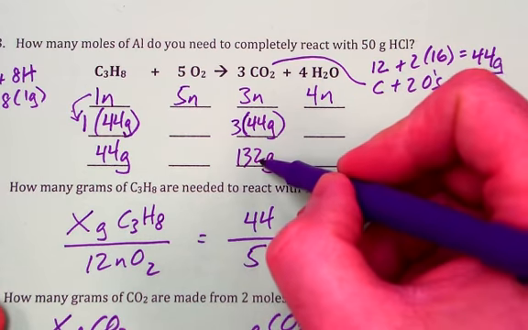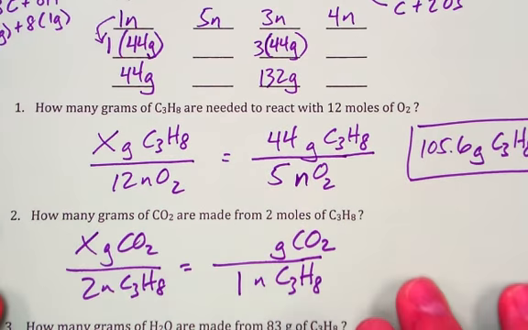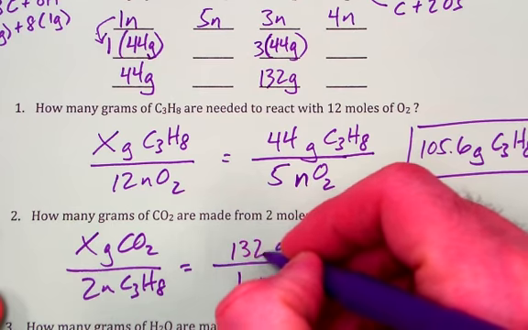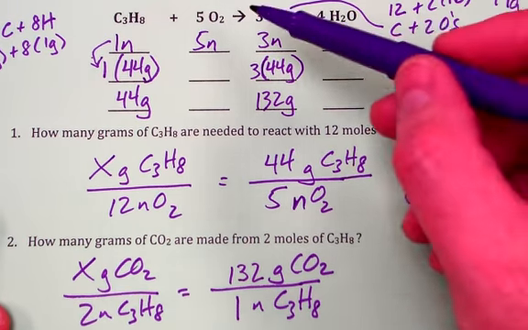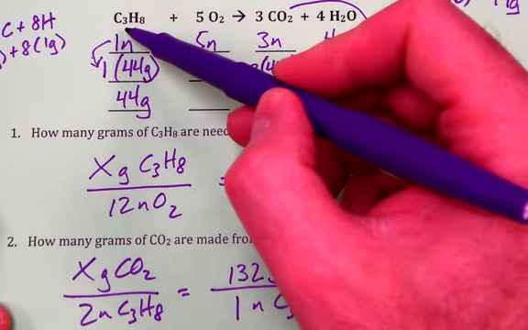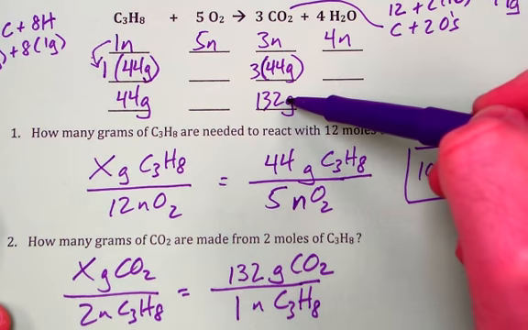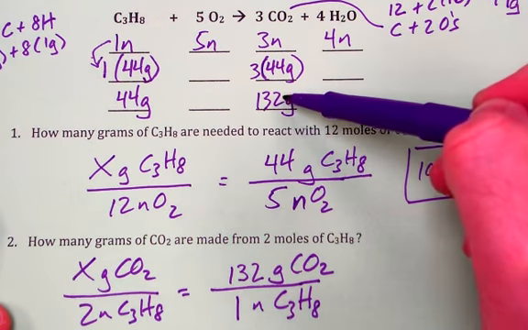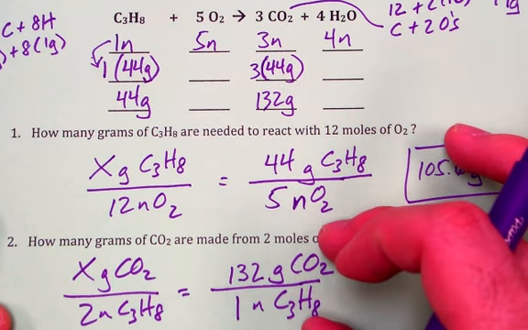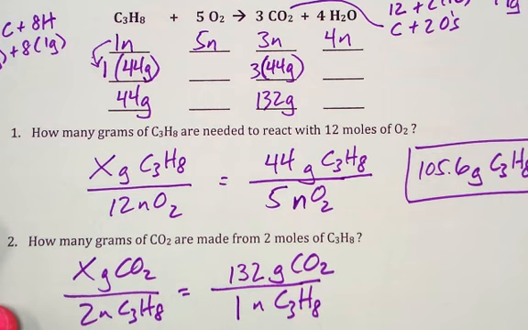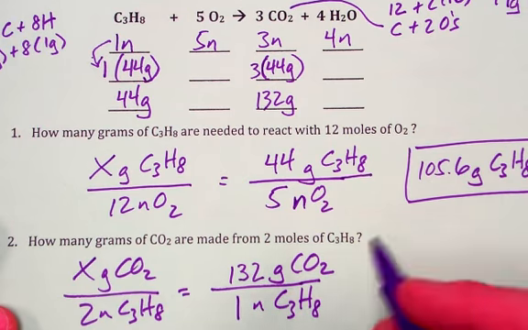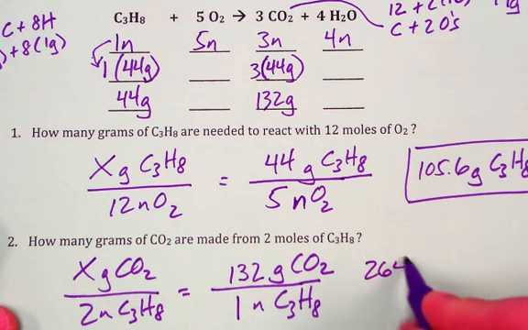So this 132, that's what we're going to put in our problem here. In essence, what we're saying from the equation is that for every 1 mole of C3H8, you need 132 grams of CO2. And that's the relationship that we had here. Okay, so now we're going to cross multiply and divide. So 2 times 132 divided by 1, same thing, and we get 264 grams of CO2.